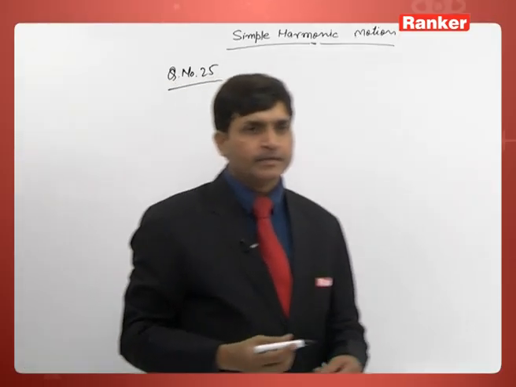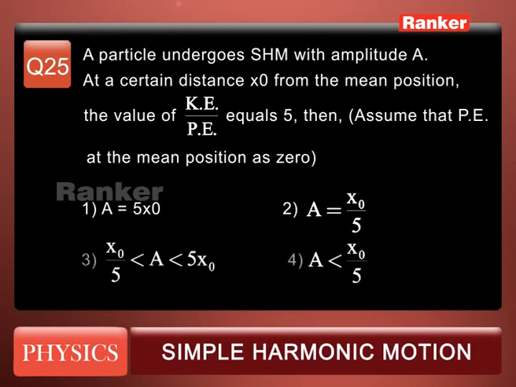Question number 25. A particle undergoes SHM with amplitude A. At a certain distance x naught from the mean position, the ratio of kinetic energy to potential energy is equal to 5. Then, first option, amplitude is equal to 5 x naught. Second option, amplitude is equal to x naught by 5. Third option, amplitude is greater than x naught by 5 and less than 5 x naught. And the fourth option, amplitude is x naught by 5.